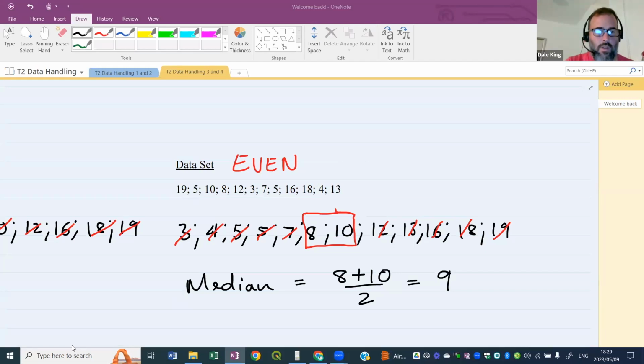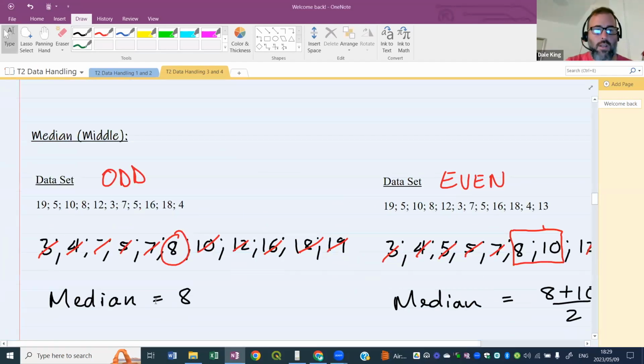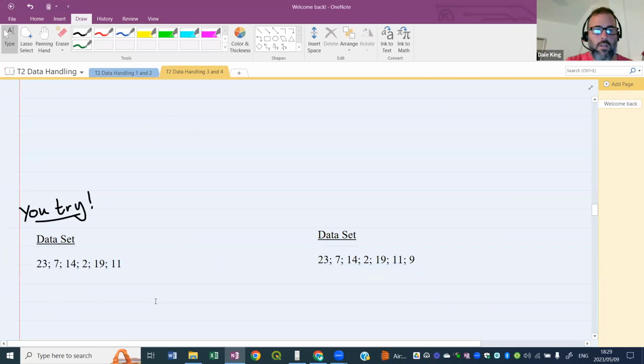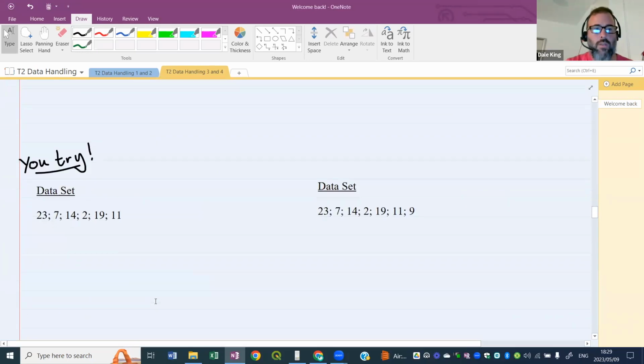So I'm going to move over and I'm going to show you your data set. You're going to do it for both. Let's call it data set 1 and data set 2. Same situation. I've just added an extra number, so it should go pretty quickly. You first have to put them in order before you do anything. So it's going to take a little bit of time. I'm going to give you guys about 3 or 4 minutes to do this one. All right. You need an answer for data set 1 and an answer for data set 2.